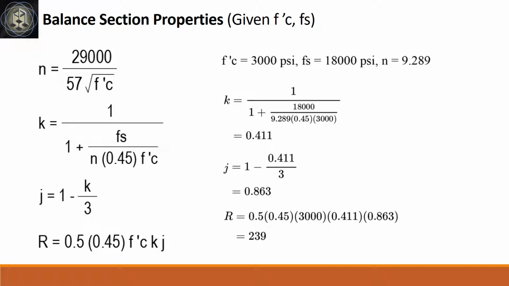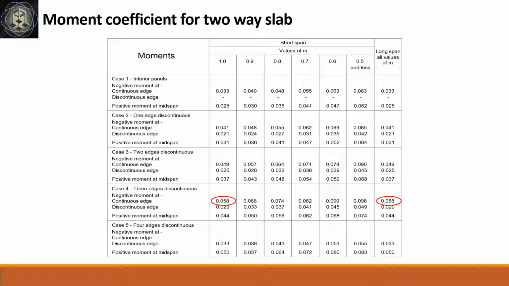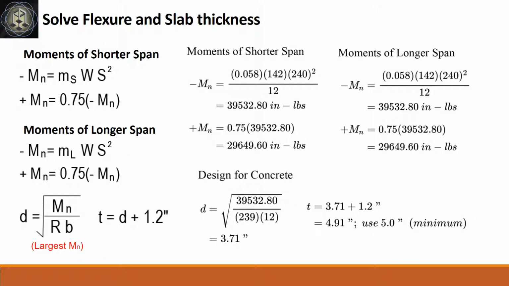Solve the balanced section properties given f'c equals 3000 psi and fs equals 18,000 psi. After doing the calculation, we get n equals 9.289, k equals 0.411, j equals 0.863, and R equals 239. The ratio m in our design, which is the quotient of the shorter span over the longer span, is 1.0, which at Case 4 gives us a 0.058 moment coefficient for both short and long span. Proceed to flexure and slab thickness.